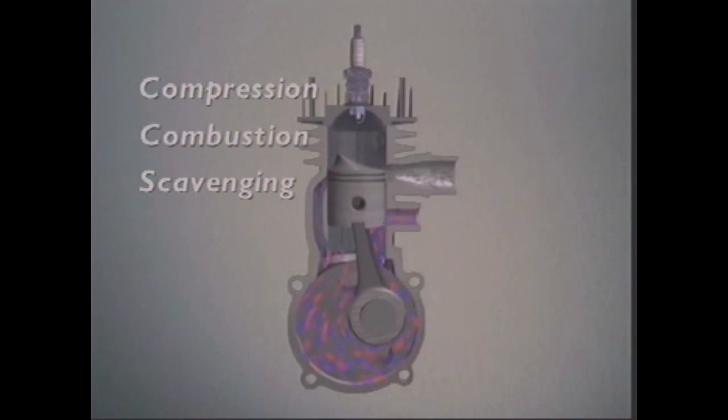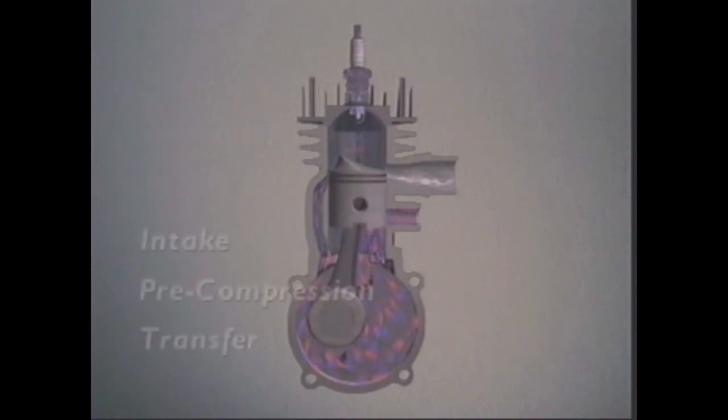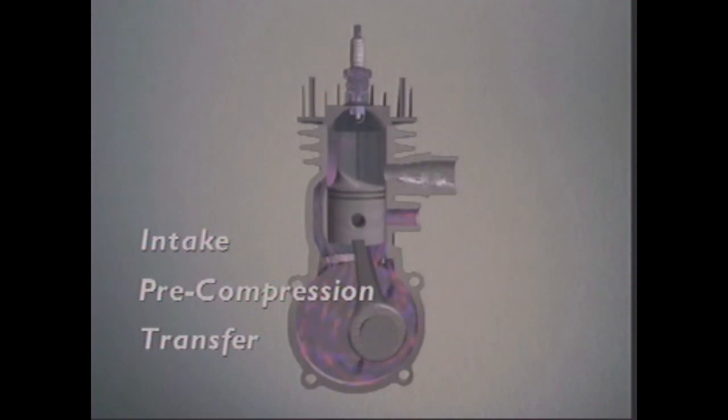Notice which events occur above the piston: compression of the air-fuel mixture into the combustion chamber, combustion for the power stroke, and scavenging of the exhaust gases. Notice the events that occur below the piston: intake into the crankcase, pre-compression of the air-fuel mixture in the crankcase, and the transfer of mixture from the crankcase through the transfer port and into the combustion chamber.